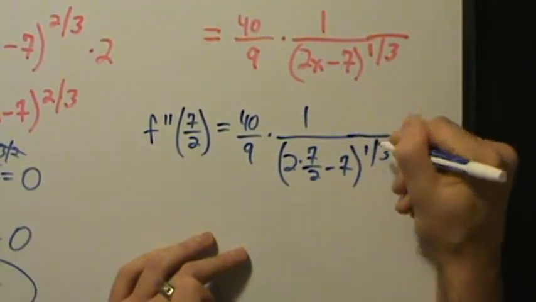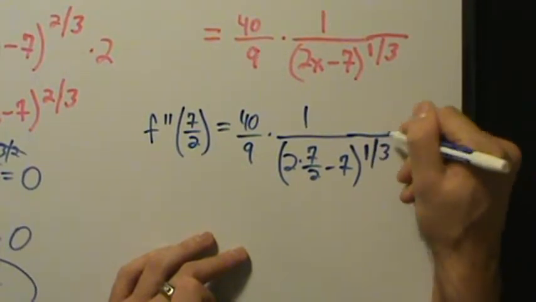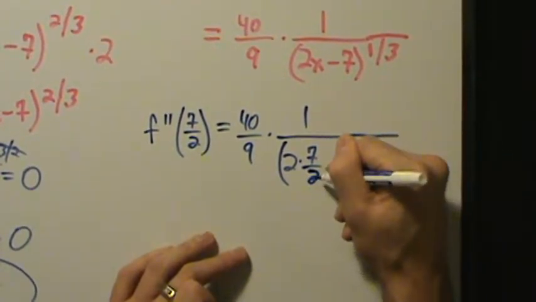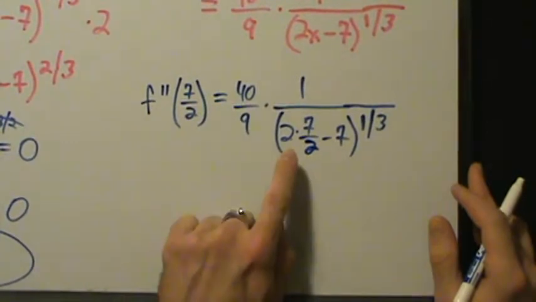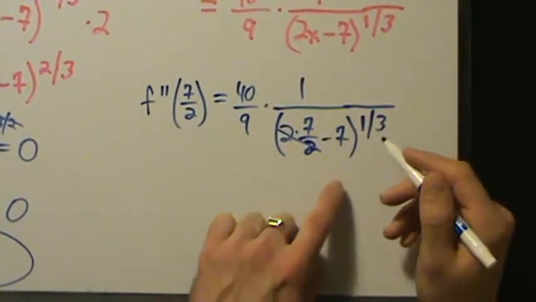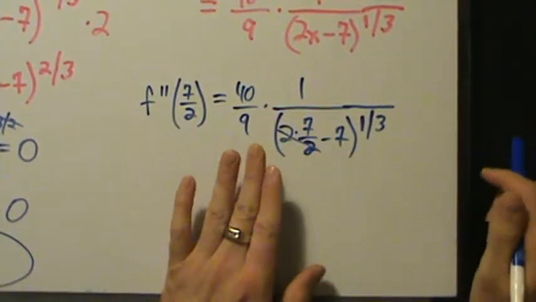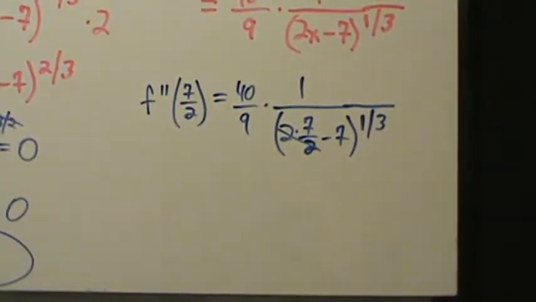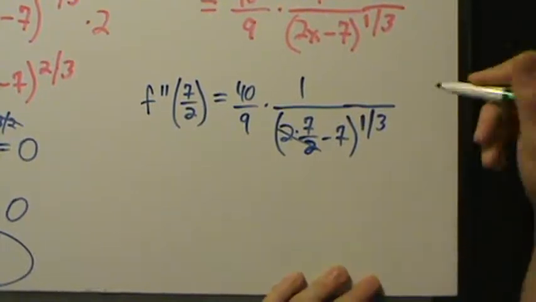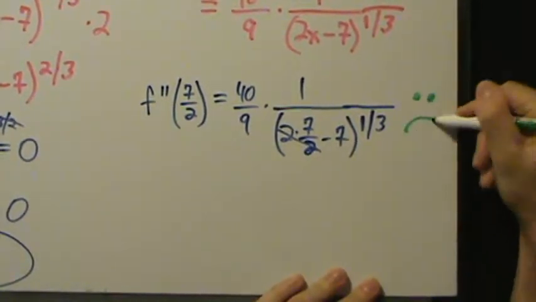So if you were working ahead a little bit, or thinking ahead a little bit, you may have noticed that we have a problem right now. So 2 times 7/2 is going to be 7, minus 7 is 0. So what do we have here? We're dividing by 0, and that's terrible, that's bad, that's incredibly bad. Never ever divide by 0, it's never okay to do that. So what does that mean?